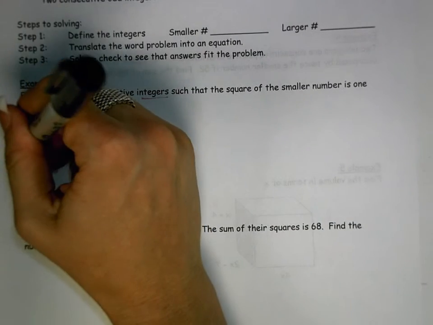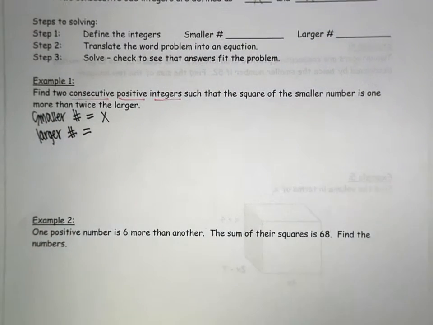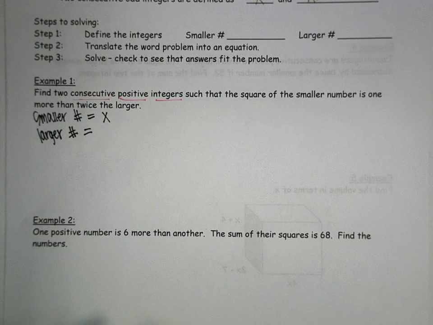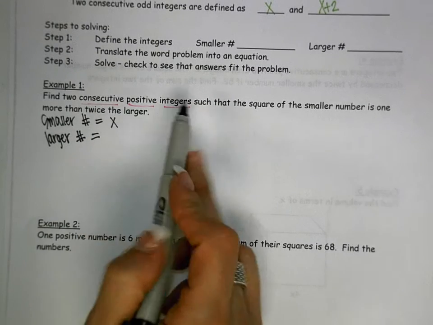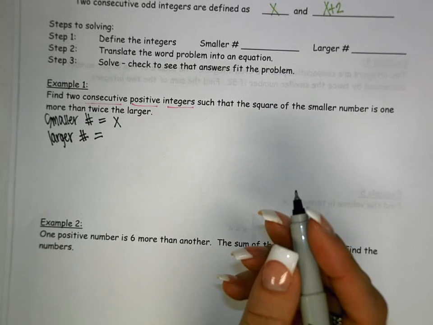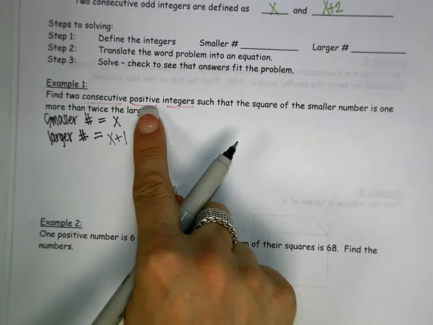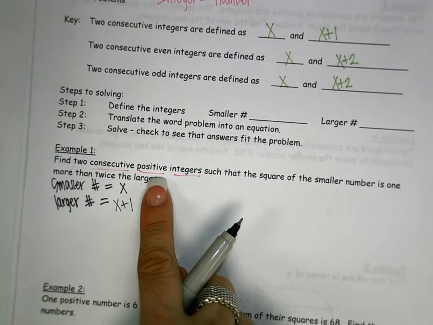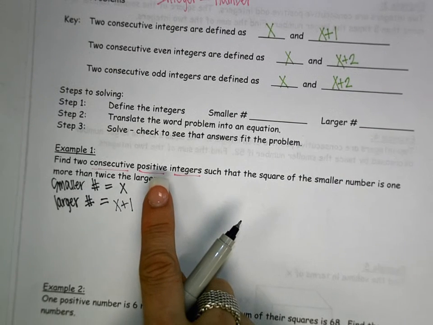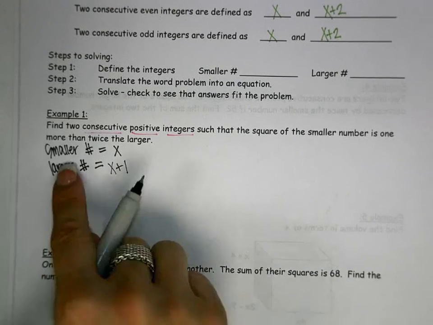In this case, our larger number, and the reason I don't say first and second is because when you write something like 1st, a lot of people confuse that and think it's actually a 1. So we're going to write smaller and larger. If your smaller one is x, and I'm looking for consecutive positive integers, what would my next one be? X plus 1. The word positive does not mean even. A lot of people when they say the word positive, they think even in their head. It just means positive. So consecutive positive are 1 apart. So x and x plus 1. That's step 1.